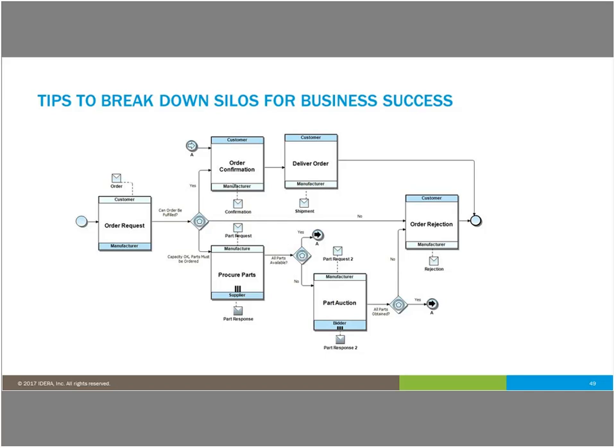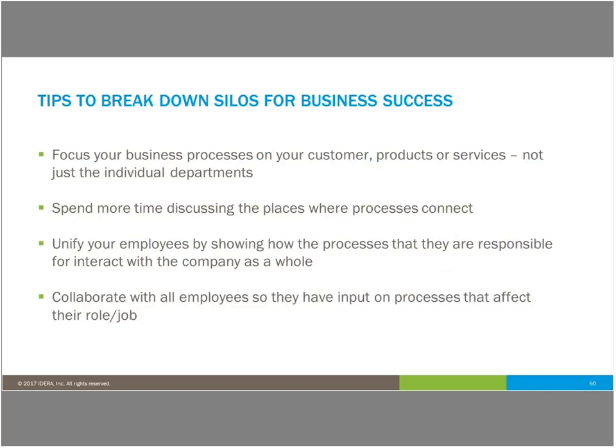Another element to help break down silos is to collaborate with all your employees so they have input on the processes that affect their role and job. I frequently think of the TV show Undercover Boss, where the CEO of a corporation, who is so many levels away from the people that are working on the bottom floor, goes, and for a few days works with those employees and sees what they're dealing with on an everyday basis.